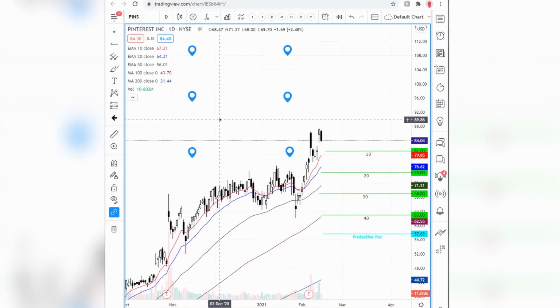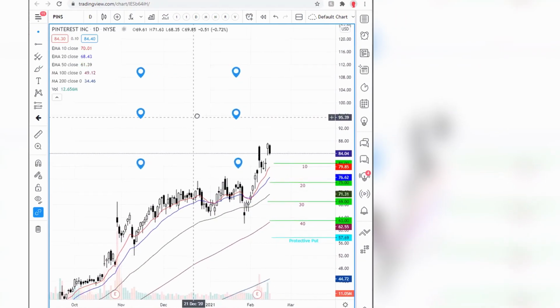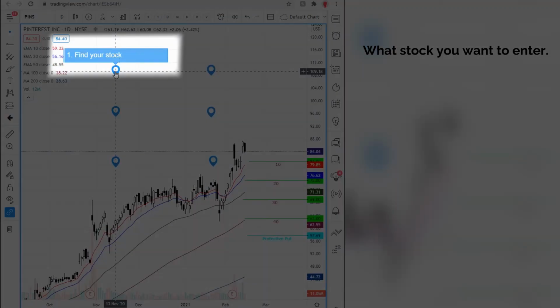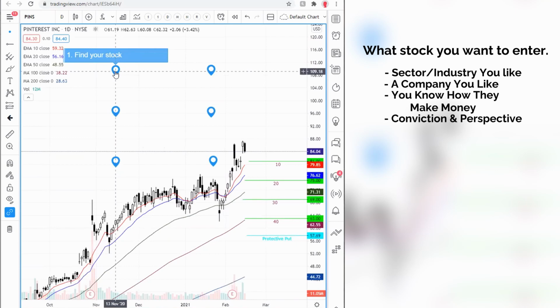So the first thing that you want to know when you're getting into a position trade is what stock you want to enter. And when you're picking your stock, you're going to want to get into a sector or industry that you like and a company you like, some company that you know how they make their money, that you know what they do, and that you have conviction and perspective on, that you know it's going to go higher over time because it's a good company and it will continue to grow and make more money.